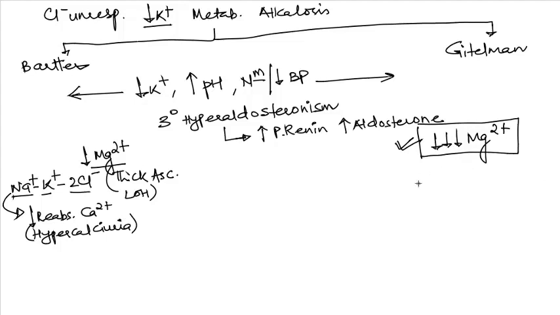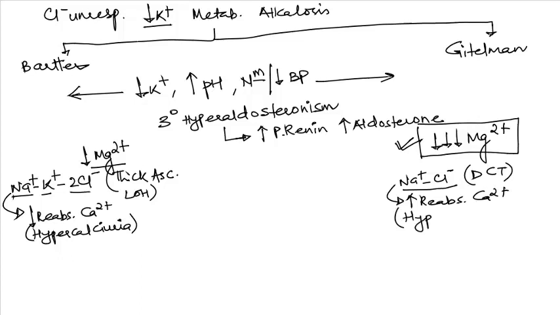In Gitelman, there is an impairment of the sodium chloride cotransporter present in the distal convoluted tubule, and a contrasting point with Bartter's, this sodium chloride cotransporter impairment actually leads to increased reabsorption of calcium, thereby presenting as hypocalciuria.